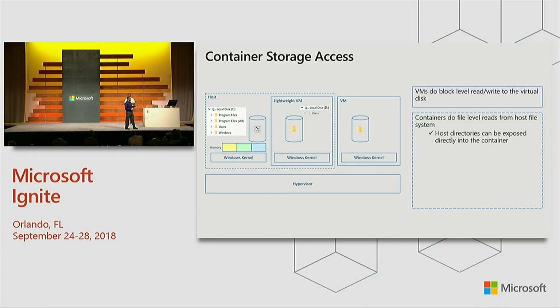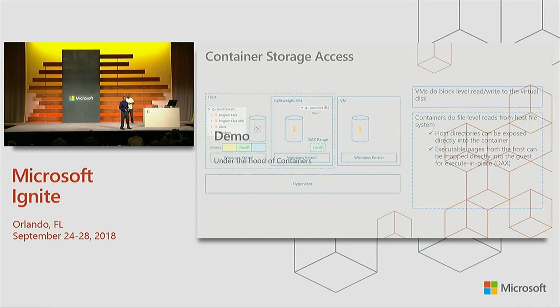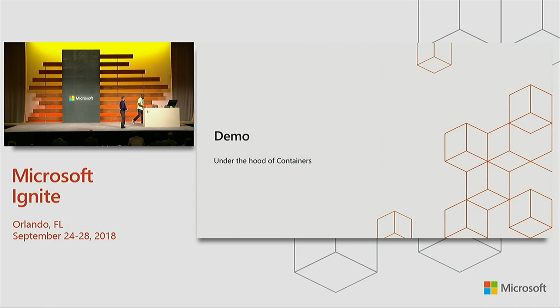But the other neat thing this lets us do is if I map something like a DLL or an executable, that gets loaded into memory on the host. You can actually project it into the container and then execute it in place in the container. That lets you share this across multiple containers very easily, so you don't duplicate it. And even in a single one, you avoid doing the I/O and copying it into memory. So it gives us some pretty good efficiencies. I'm going to now show you a little bit under the hood of how all this works.